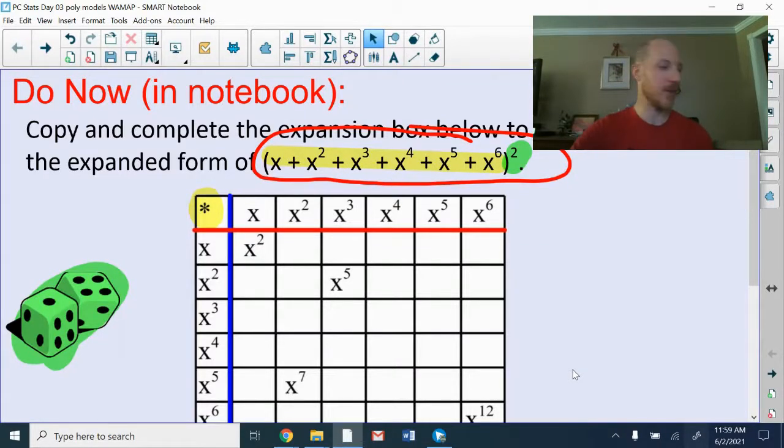There's a pair of dice, and here's our do now. Please copy and complete the expansion, that multiplication box there below. Hit pause while you get that filled in and written down. You'll definitely need a written copy of that later. I'll hang out till you're done.